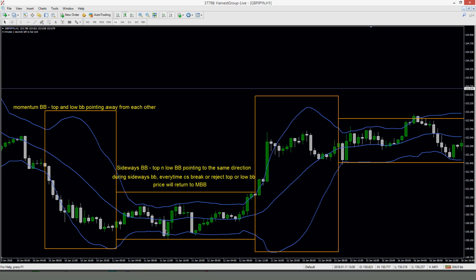So over here, we have a candle break, as what we have learned earlier on. This candle breaks the Bollinger Band. So during sideways BB, every time the CS breaks or rejects top or low BB, it will return back to middle BB, as what happens here. As soon as this next candle breaks mid BB, it's going to go for top BB. The Bollinger Band is still sideways, then obviously you have a rejection on top BB again, and it goes back to middle BB one more time. This is how things work in the sideways Bollinger Band.